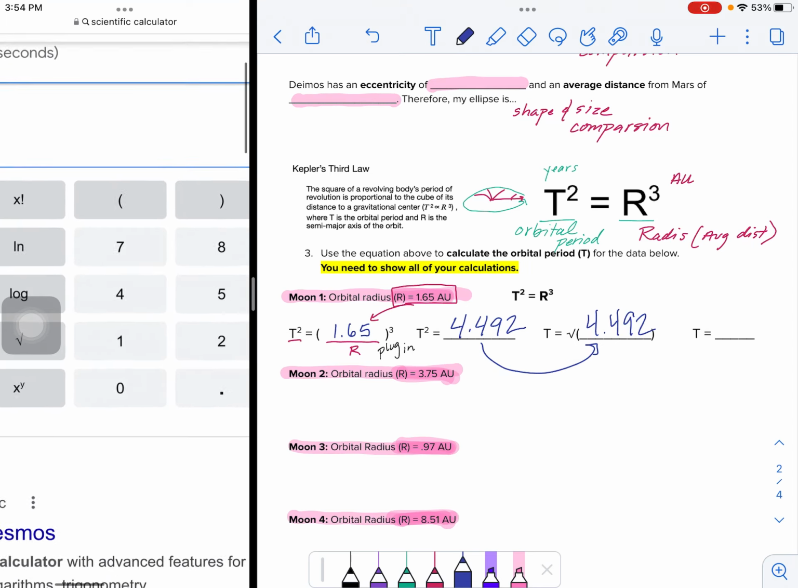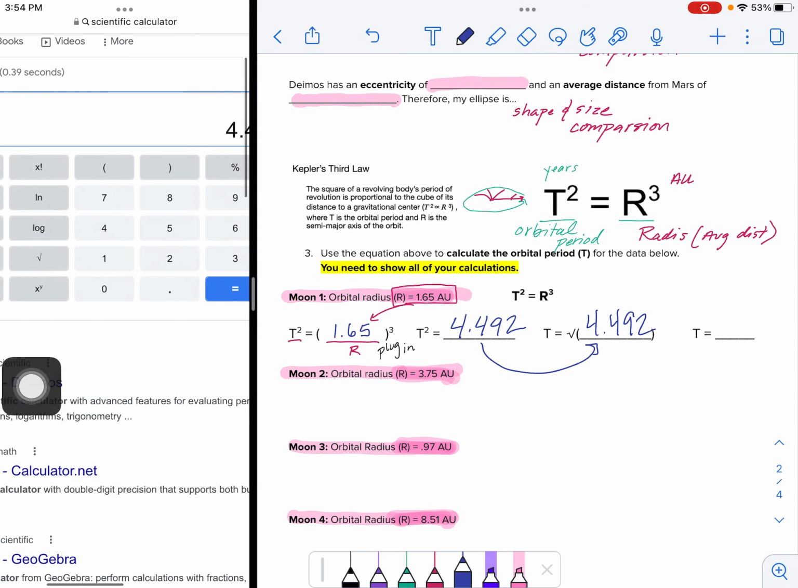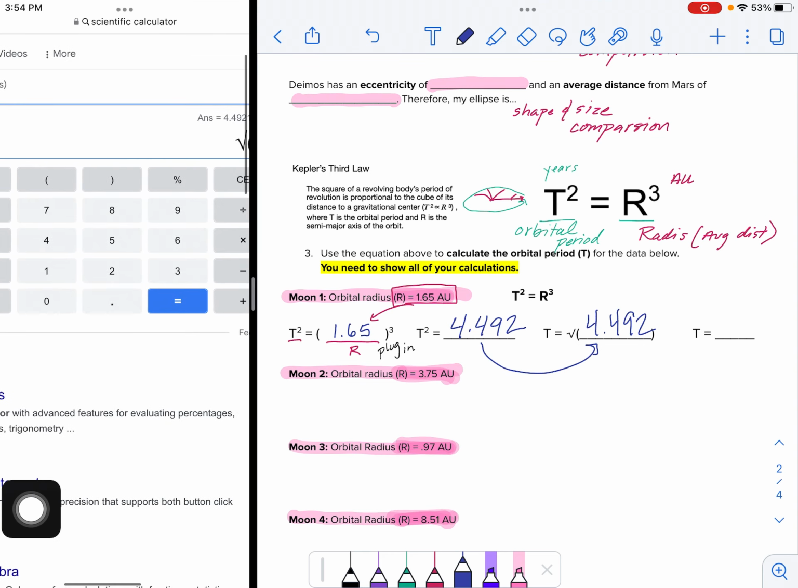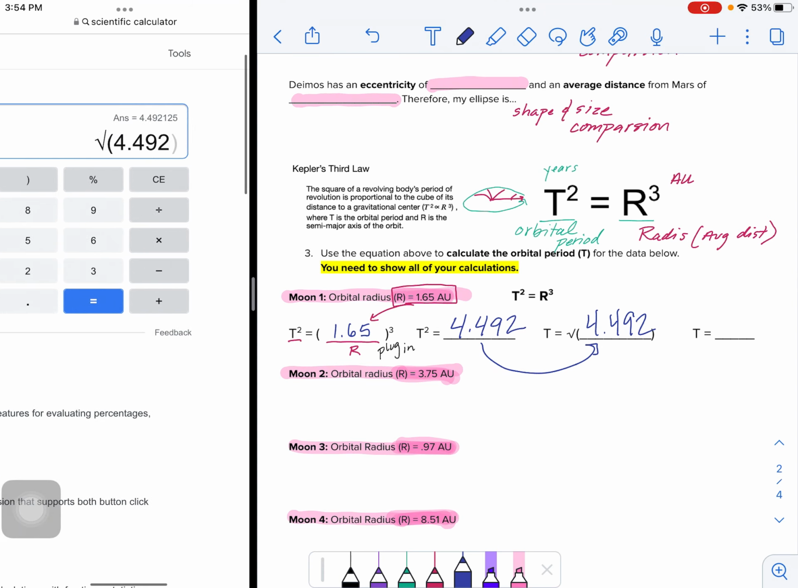So back on my calculator, clear it out, square root first, type that in, 4.492, double check that I typed it correctly, hit equals, and again rounding to that third decimal, 2.119. And remember, that is a measurement in years for time it takes to do one orbital period.